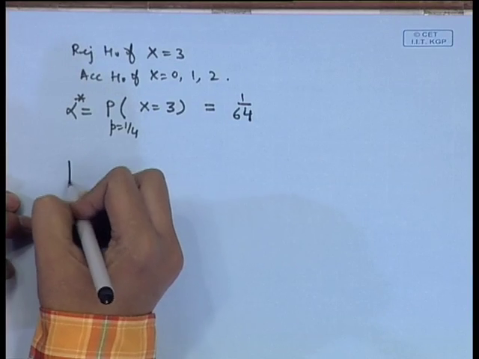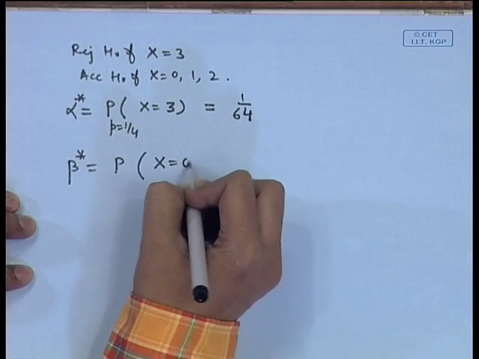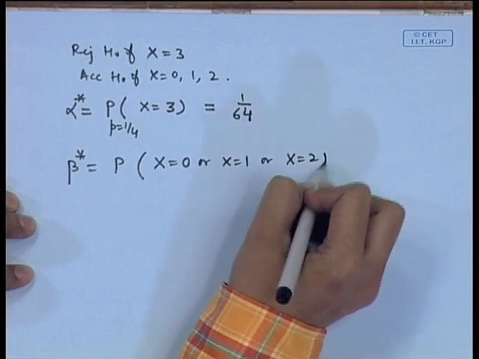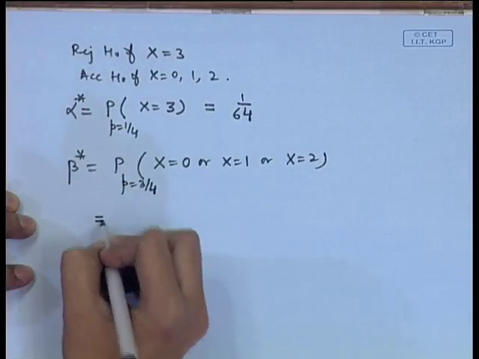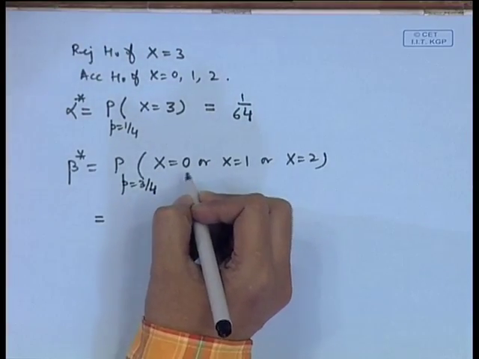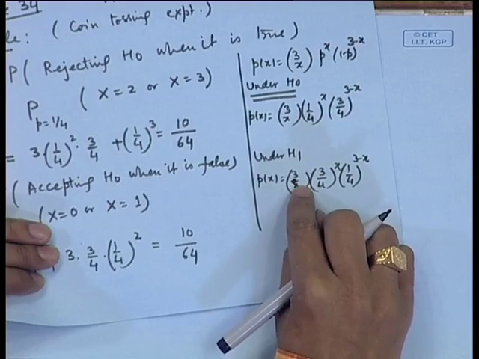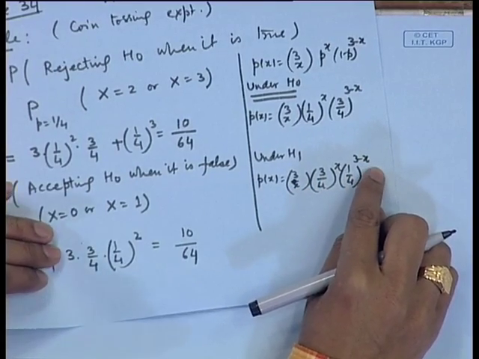But now, let us see what happens to the probability of type 2 error. Beta star, that is probability of X equal to 0 or X equal to 1 or X equal to 2 under p equal to 3/4. So, when p is equal to 3/4, the probability distribution of X is given by 3Cx (3/4)^x (1/4)^(3-x).